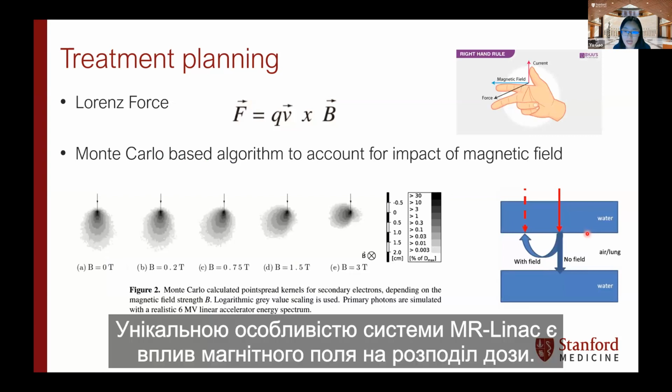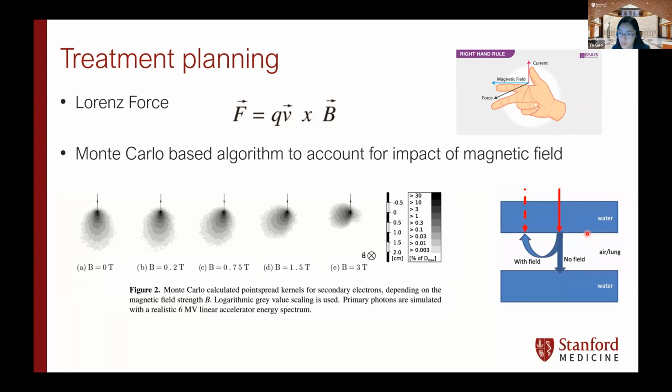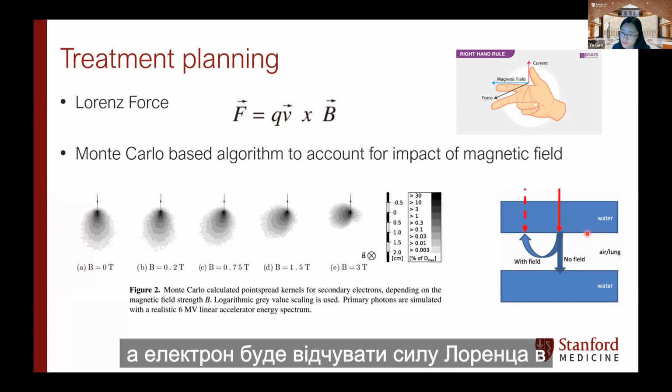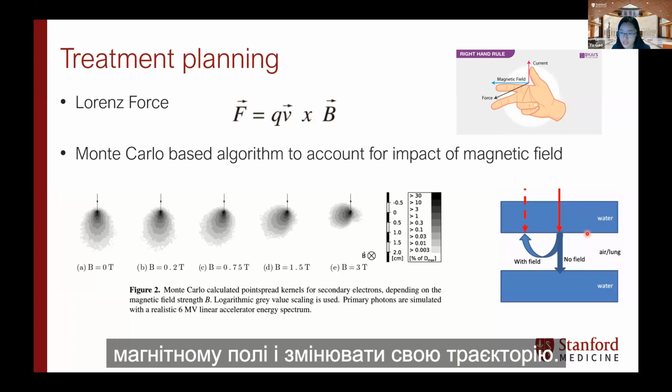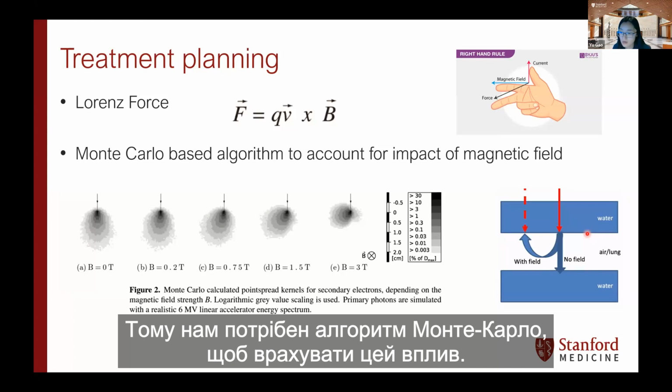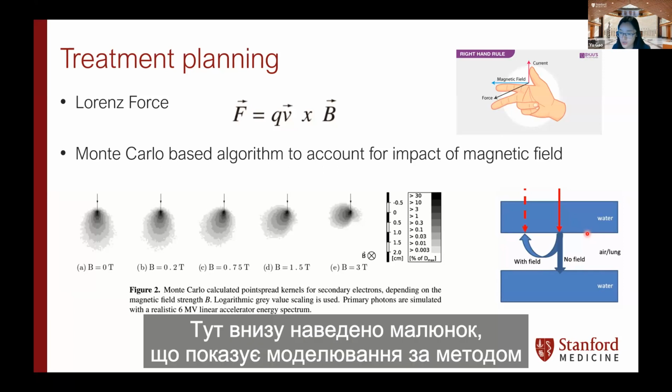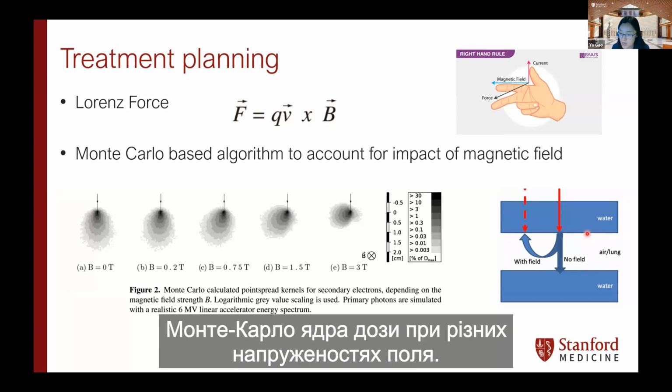One thing unique to the MRIdian system is the impact of the magnetic field on the dose distribution. The photon will generate electrons, and the electrons will experience the Lorentz force in the magnetic field and change their trajectory. Therefore, we need a Monte Carlo algorithm to account for this impact. Here on the bottom is a figure showing a Monte Carlo simulation of the dose kernel at different field strengths.